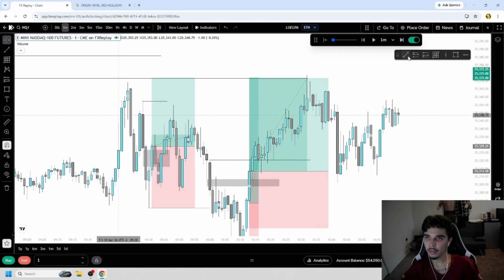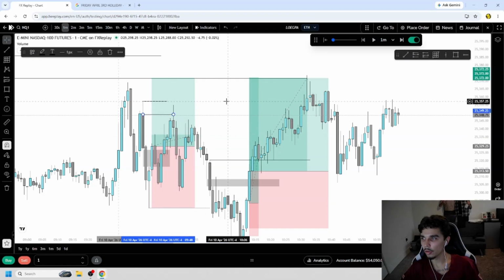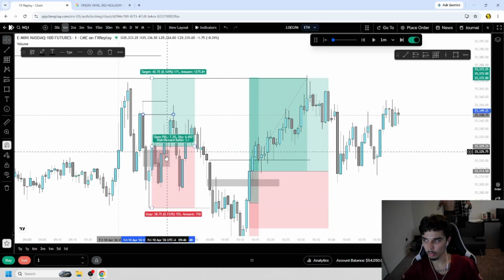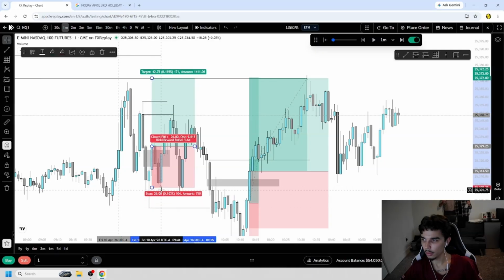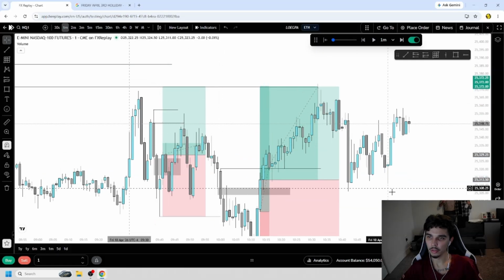Although, one thing I could have done differently was once we took out this body right here and we stalled, I could have gone break even. Or I guess I could at least move my stops right here to protect capital. But if we truly were bullish, we would have just flushed through.